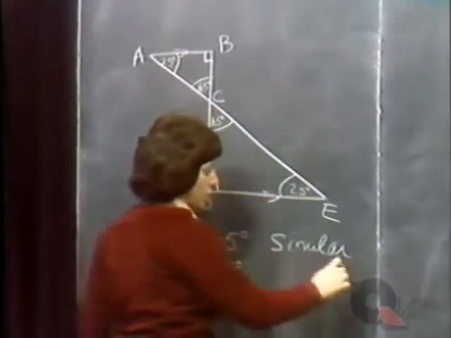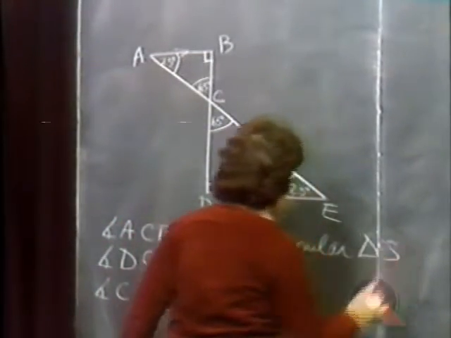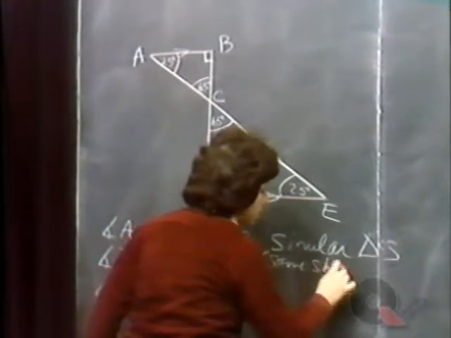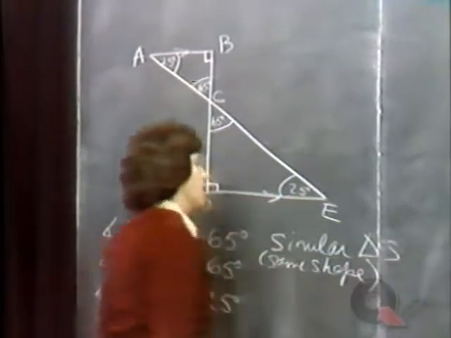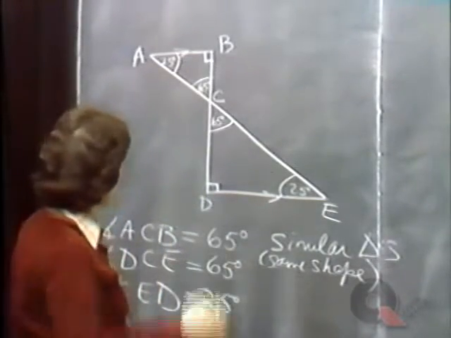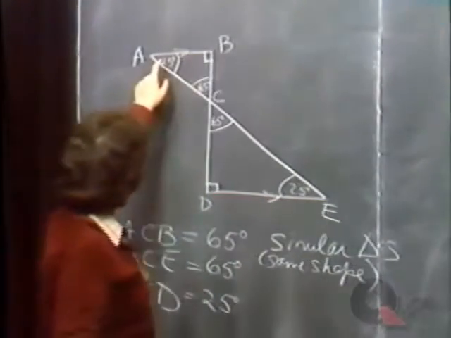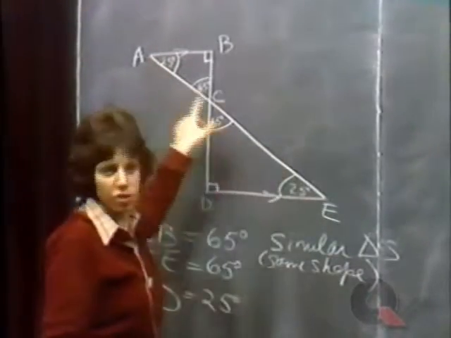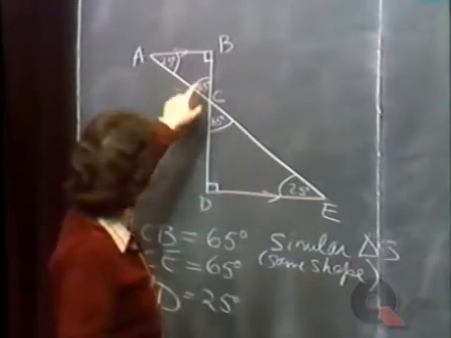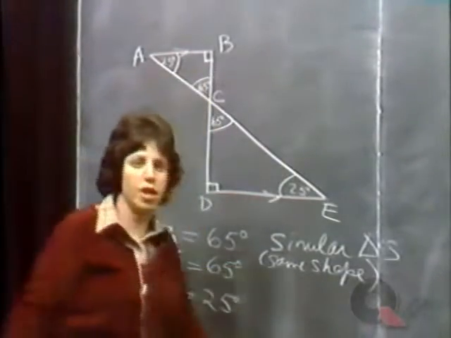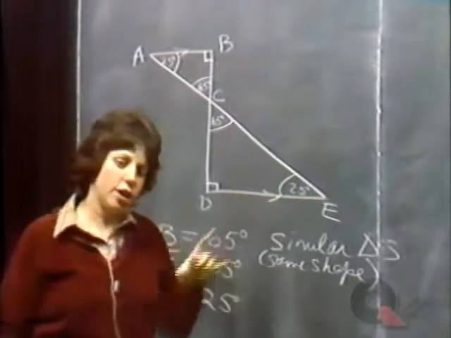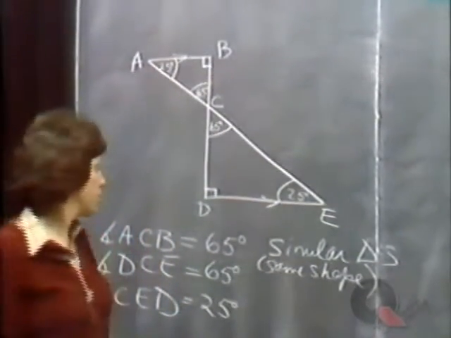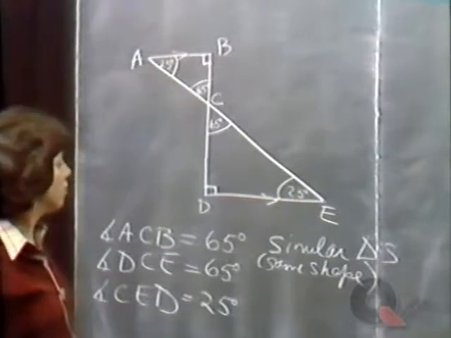Similar, here we have similar triangles. Okay, that means they have the same shape, not necessarily the same size. And in triangles, it means that every angle in one triangle is respectively equal to an angle in the other triangle. 25, 25, 65, 65, 90, and 90. Obviously, you can get by with two angles in one equal to two angles in the other. Since all the angles must add up to 180, the third must also be equal. Now, similar triangles have just the same shape.